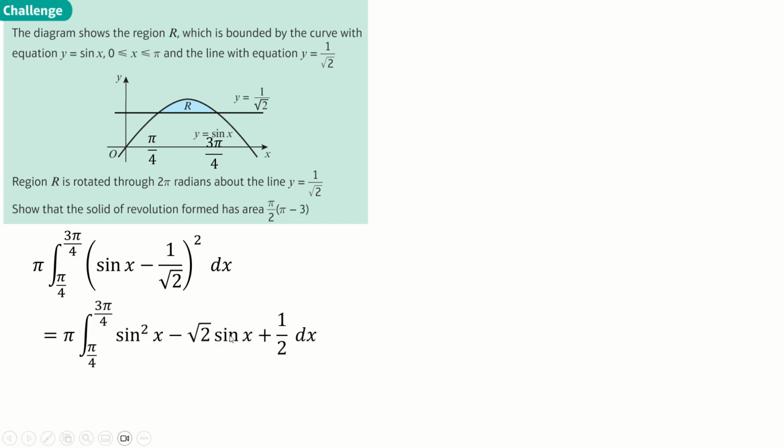Expand this out then. Happy to integrate these things over here. Not so happy to integrate this. There's a bunch of ways you could do it, but using the double angle formula is probably the easiest one. So I just Googled the double angle formulas and rearranged it in my head and got this. And then, of course, I could integrate all of these things very happily.